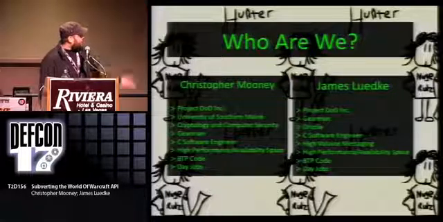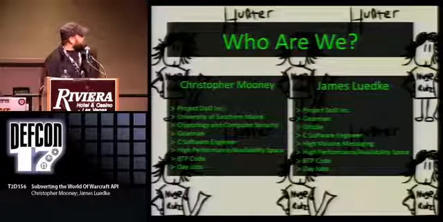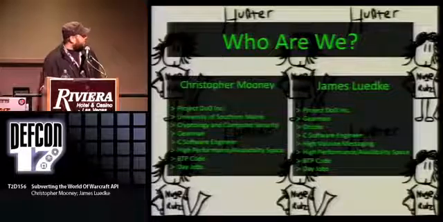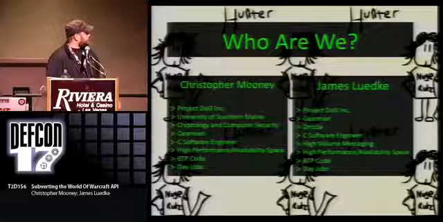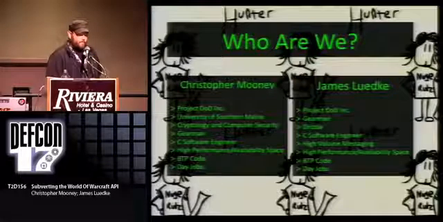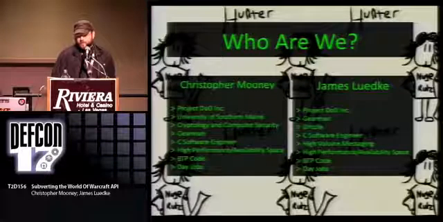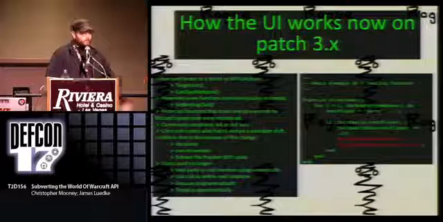I'm Chris Mooney. I volunteer on a nonprofit, so does James. We both work with Gearman. James works on Drizzle. We're C software engineers in the high performance, high availability space. We wrote this code together, and we have day jobs.